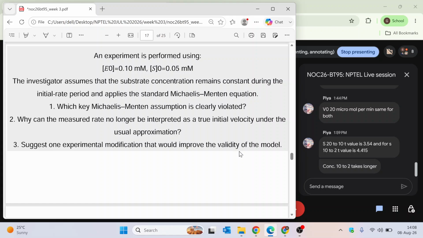What are the assumptions of the Michaelis-Menten equation? If you remember that, you can answer this. I had mentioned 3 assumptions.